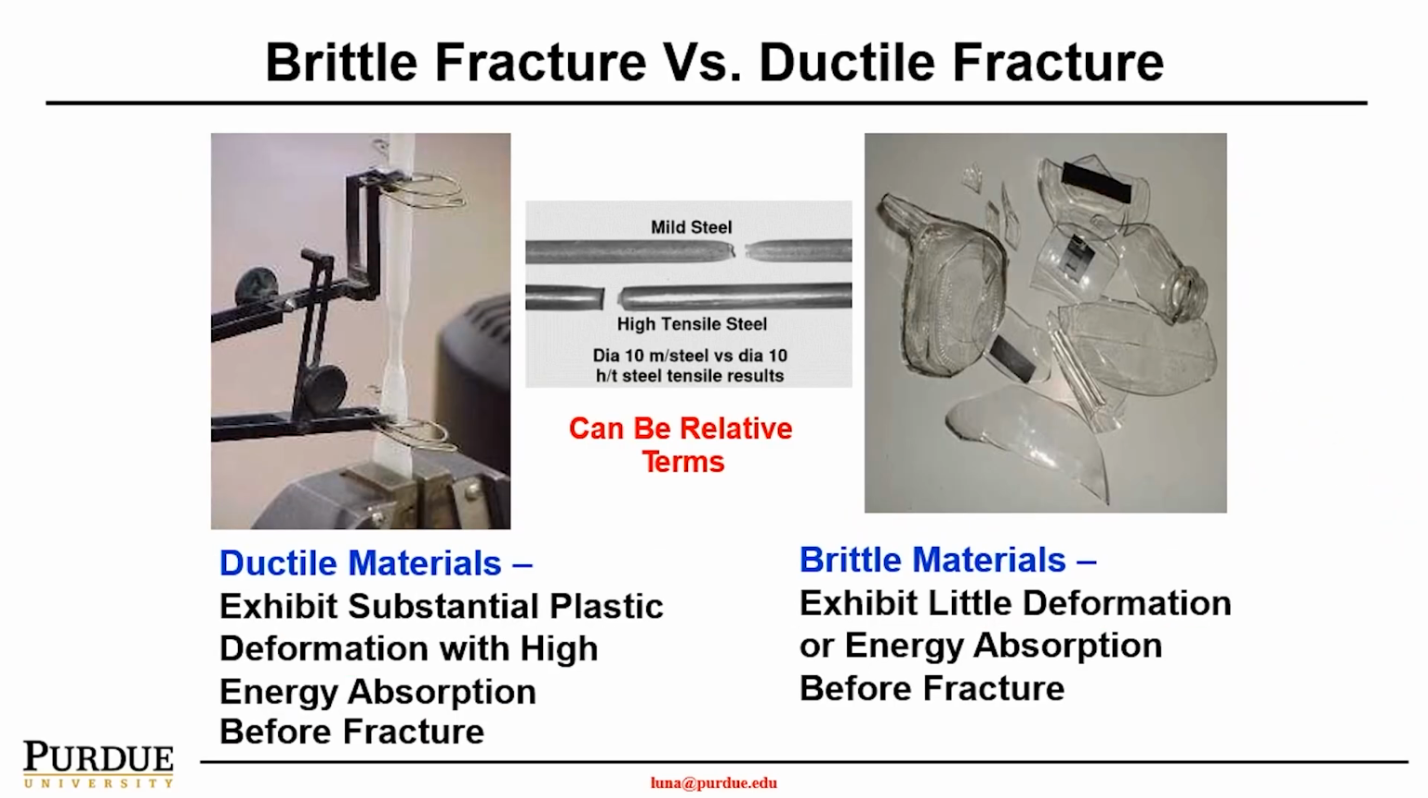In a real life example, polymer is a very good example of a ductile material, as you can see here when we're doing the tensile testing, uniaxial tensile testing. As you can see, substantial deformation developed in the neck area. On the other hand, if you're testing a glass bottle, you will see the bottle will just shatter into many pieces even before any deformation. So as such, mild steel, high tensile steel, that can be very relative terms.